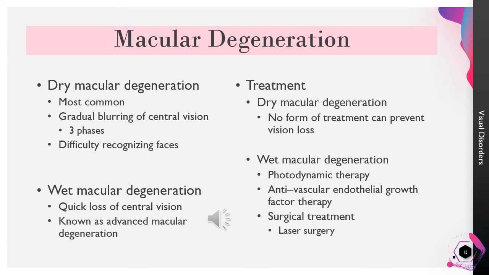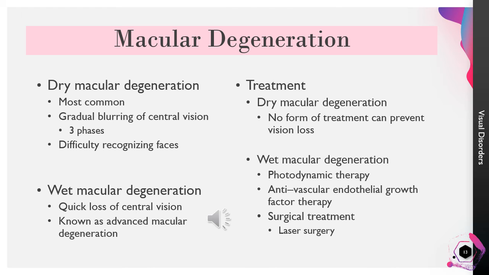One of the most common early indications of macular degeneration are drusen bodies, which are yellow fat deposits that are located under the retina and are usually found in people over the age of 60. One of the key clinical manifestations is the client will have difficulty recognizing faces.